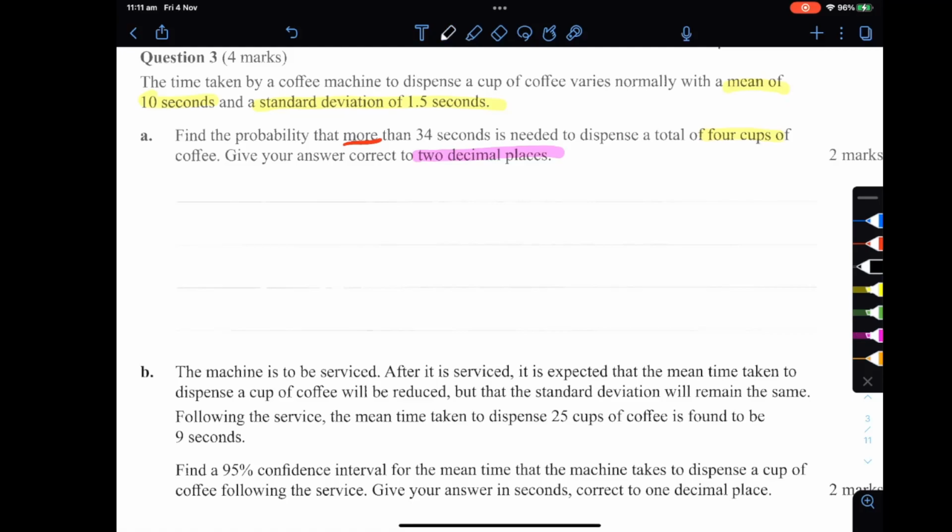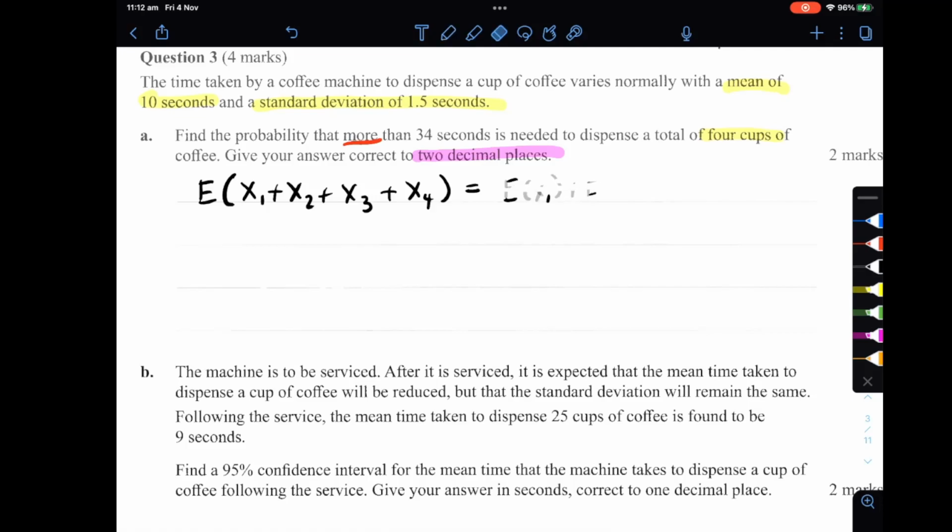Alright, so if we want to find the mean of this distribution, let's say we want to find the mean and standard deviation of the amount of coffee dispensed by 4 cups. We don't multiply the 4 out in the front, we have to split it. Okay? Now if we split it, it's going to be E of x1 plus E of x2 and so on. So we're going to get 10 plus 10 plus 10 plus 10, which is going to be 40.